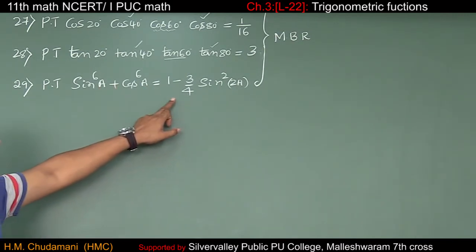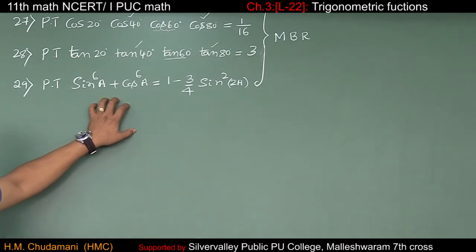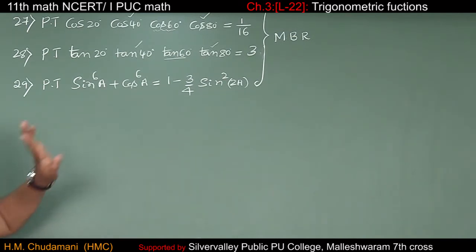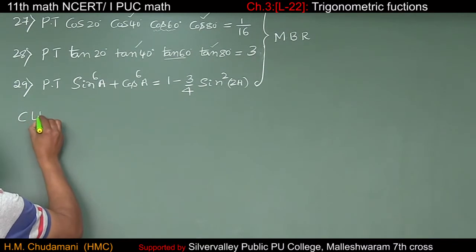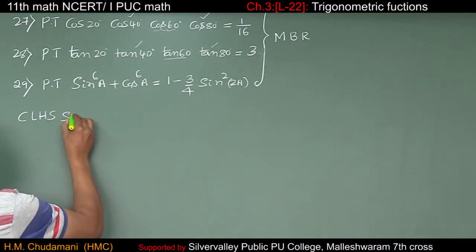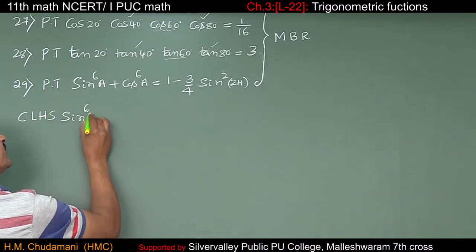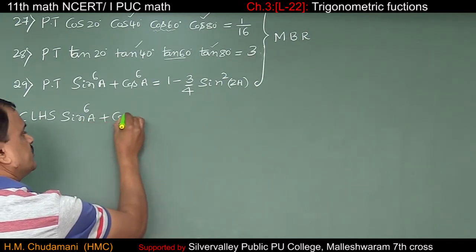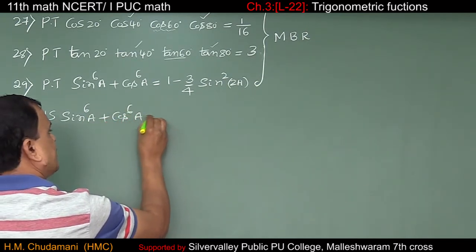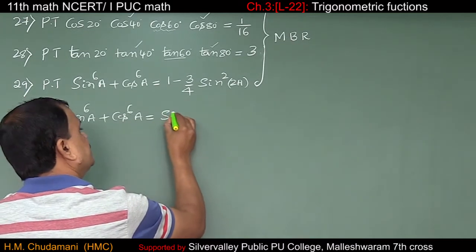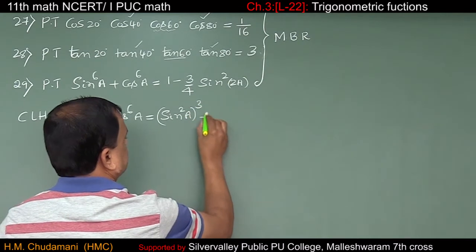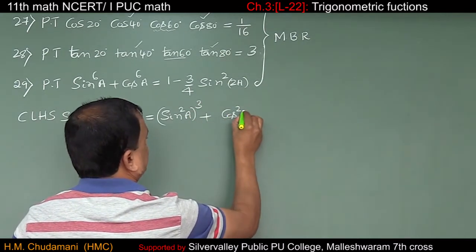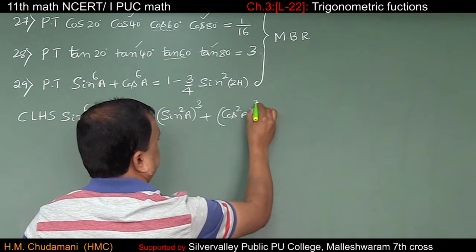Okay, so let us prove this one. I just consider the left hand side to prove the RHS, that is 1 minus 3 by 4 into sine square 2 theta. Consider the left hand side: sine power 6 plus cos power 6. This can be written as sine square A whole cube plus cos square A the whole cube.